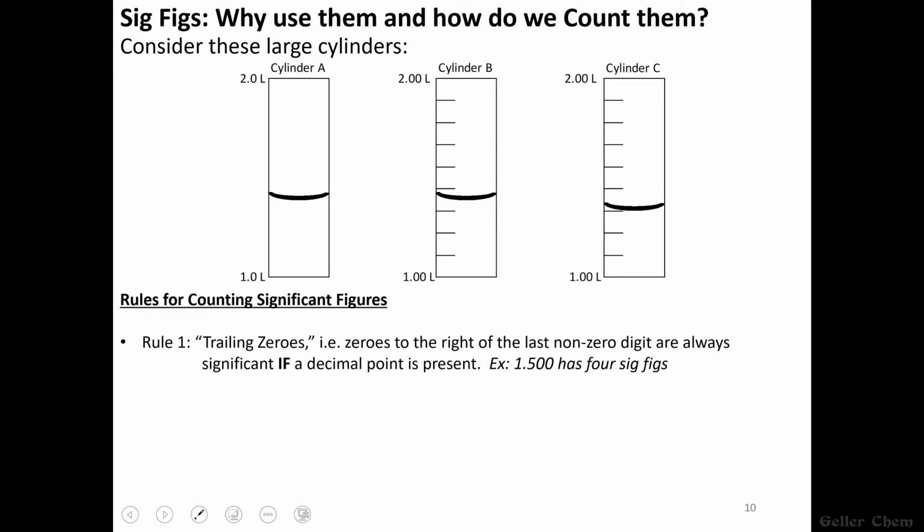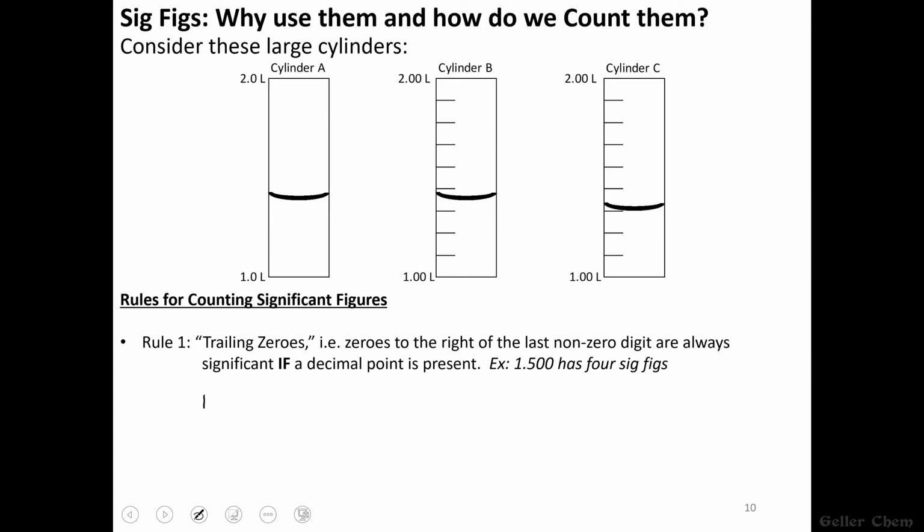So 1.500 has 4 sig figs. Those zeros are not random, they are emphasizing the accuracy of this measurement. Now, what if we wanted to change our unit from liters to kiloliters? What would we do? Let's use cylinder C's volume as an example.